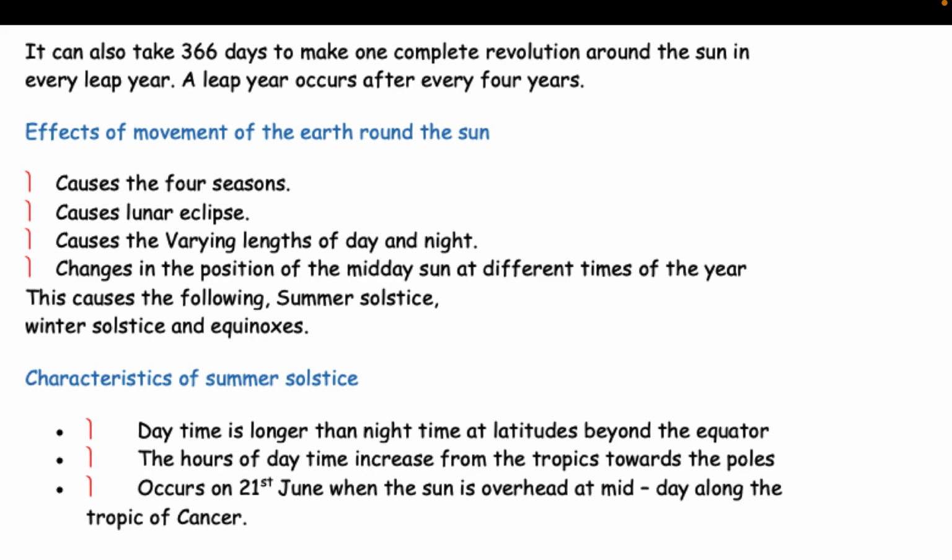Characteristics of summer solstice. Daytime is longer than nighttime at latitudes beyond the equator. The hours of daytime increase from the tropics towards the poles. Occurs on the 21st of June when the sun is overhead at mid-day along the Tropic of Cancer.